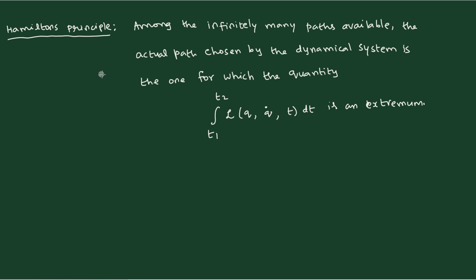Yes, so here I have written the Hamilton's principle. First I will read it and then we will explain the meaning of the statement. Among the infinitely many paths available to the dynamical system, the actual path taken by the system is the one for which the quantity, namely this integral, is an extremum. That's the statement. Almost all the words are familiar to you now. The only thing is that the quantity has an integral, and this is the integral, if you are going to give it a name.